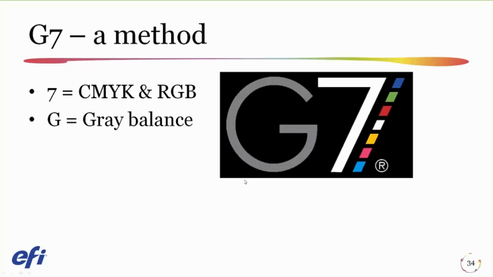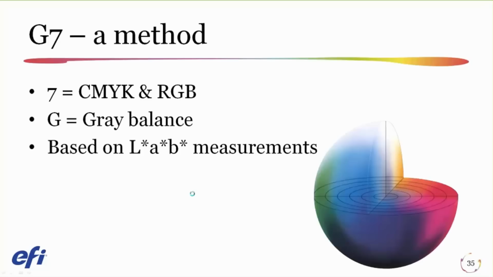However, my press run might not match your press run. So enter G7. But as I said, it's all too often mischaracterized. It is based on LAB measurements, not density measurements. So it's what color is the ink? What color is the paper? In addition to the density. So it kind of covers both worlds.